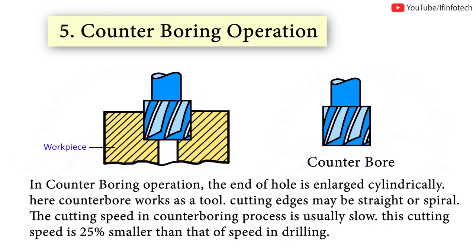In counterboring operation, the end of the hole is enlarged cylindrically. Here the counterbore works as a tool. The counterbore consists of cutting edges. These cutting edges may be straight or spiral. The cutting speed in the counterboring process is usually slow. This cutting speed is 25% smaller than the speed in drilling.